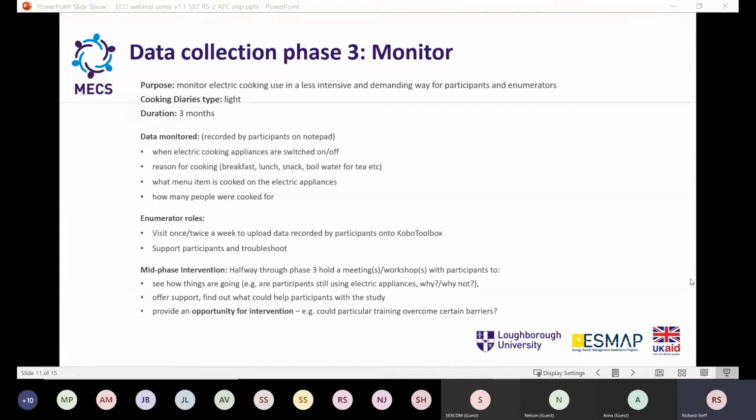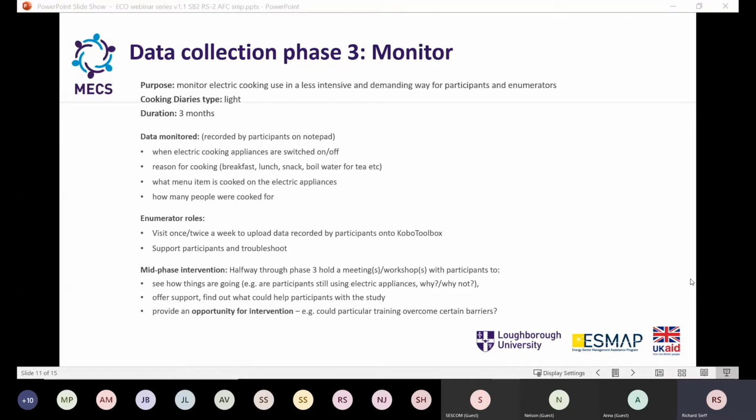During this monitoring phase in phase 3, which runs until almost the end of the project, there is the opportunity for an intervention. Halfway through, you can hold workshops or meetings to see how cooks are finding using the electric cooking appliance and find out what challenges they are having. Perhaps there is a training that could be offered to improve the cook's experience with the devices. This also might be informed by data that you've already collected.